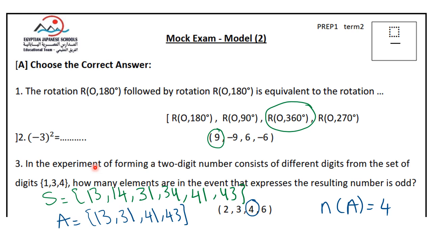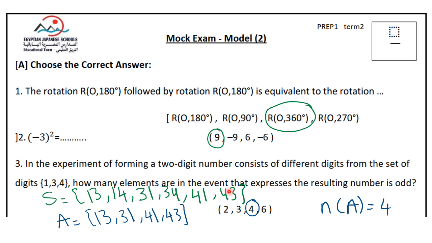Okay, number 3, it is on probability. The experiment of forming a two-digit number consists of different, make sure it is different digits from the set of digits 1, 3, and 4. So first we have to write the sample space and create the numbers from these digits. So we start with 1, and 1 and 3, it will be 13, 14, then 3, 31, 34, then start with 4, then 41 and 43. That is all the sample space. And from the sample space here, we have 1, 2, 3, 4, 5, 6 elements.